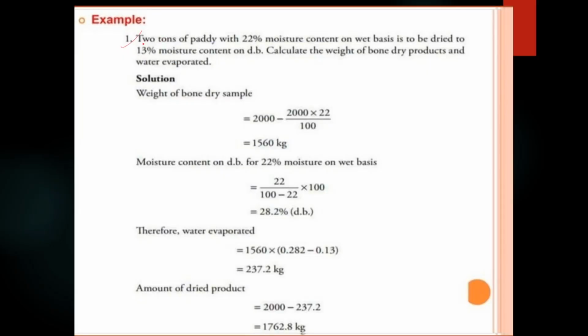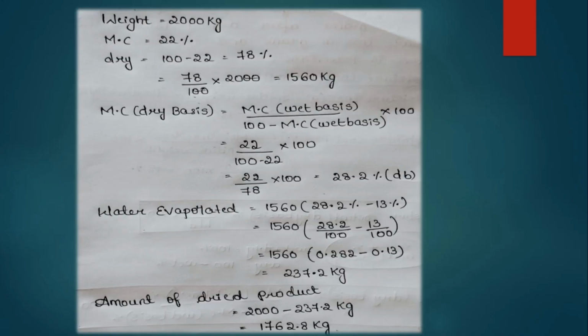Next problem is 2 tons of paddy with 22 percentage of moisture content on wet basis is to be dried to 13% moisture content on dry basis. Calculate the weight of the bone dry products and water evaporated. Weight is 2 tons given, that means 2000 kilograms. Moisture content on wet basis, it is given as 22 percentage. In order to get the dry matter, we need to remove the wet matter from total 100 percentage, that is 100 minus 22, we get the 78 percentage of dry matter.